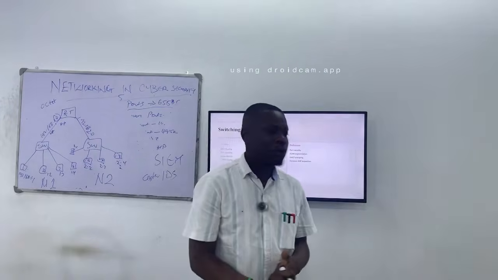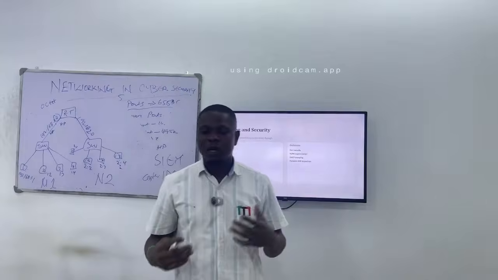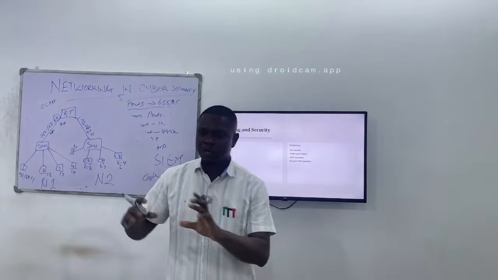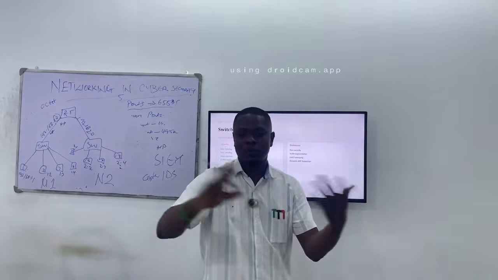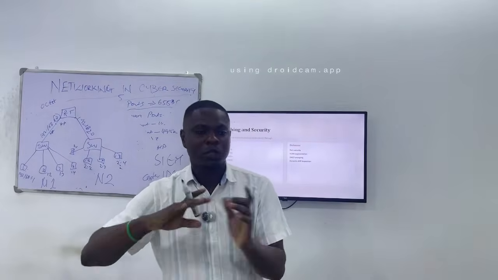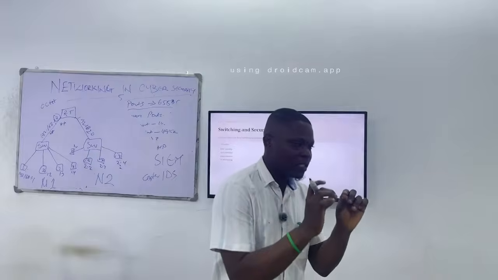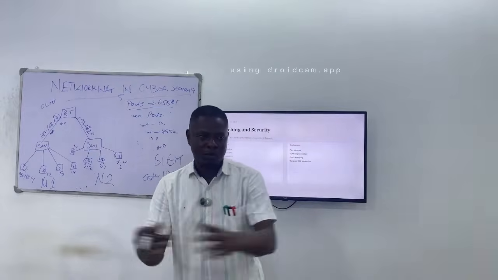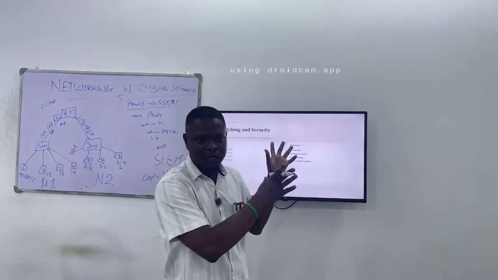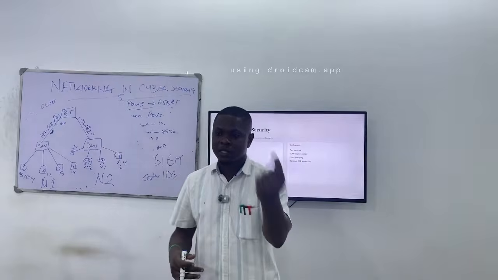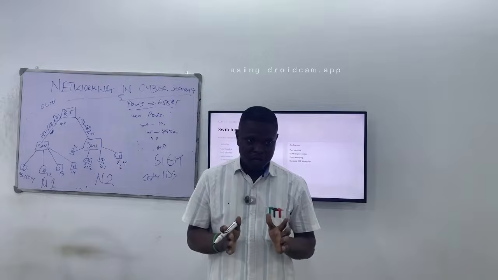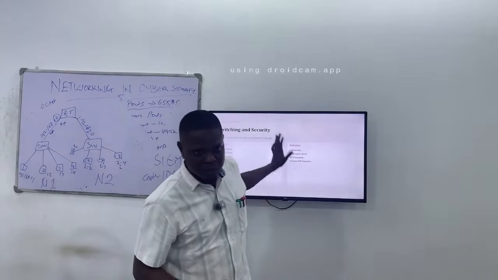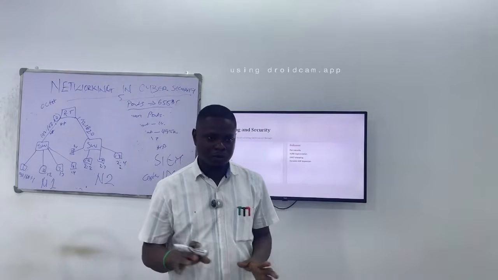Then we have DHCP snooping. DHCP, Dynamic Host Configuration Protocol, allows a system to automatically connect to a network, where an IP address is assigned to a system automatically. An example of that is your internet and your system. When you connect to a Wi-Fi, it automatically assigns an IP address for you. Altogether, we're going to do a little practical after this. I'm going to show you guys how this works, okay?